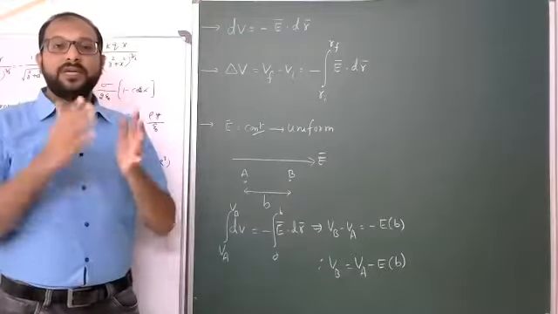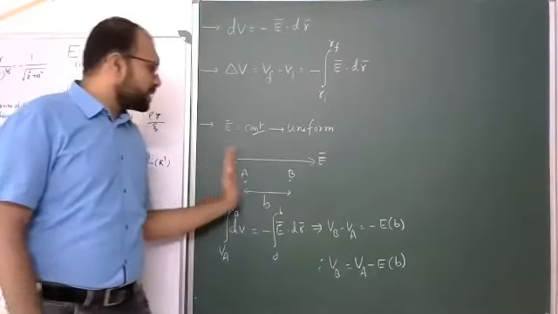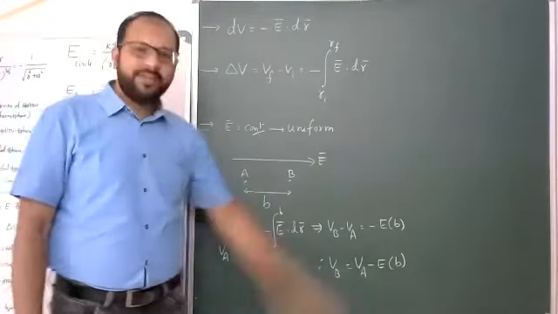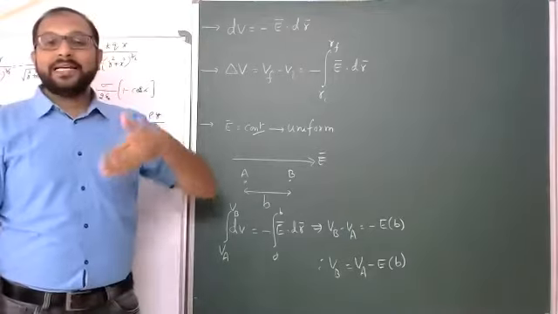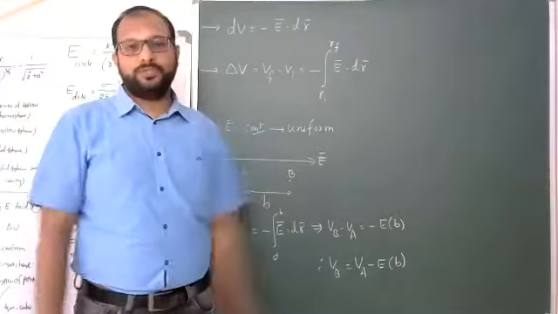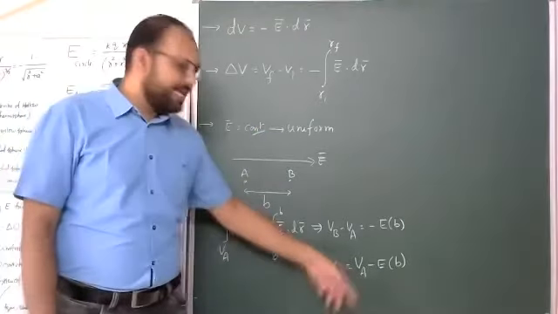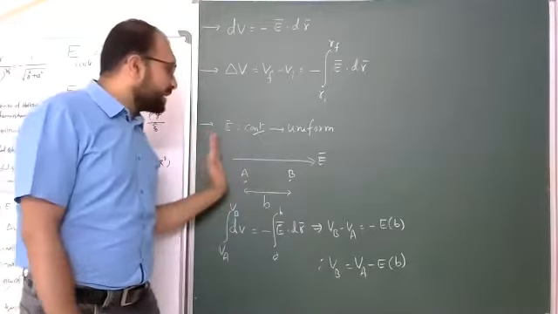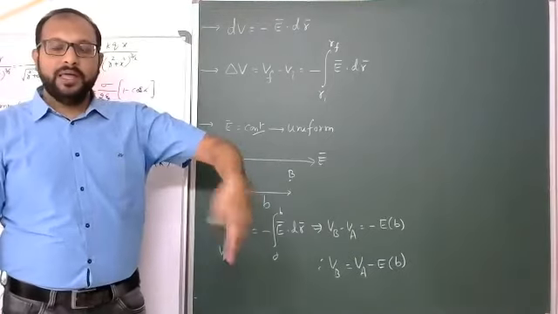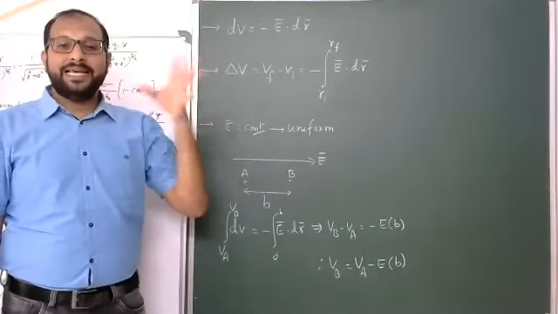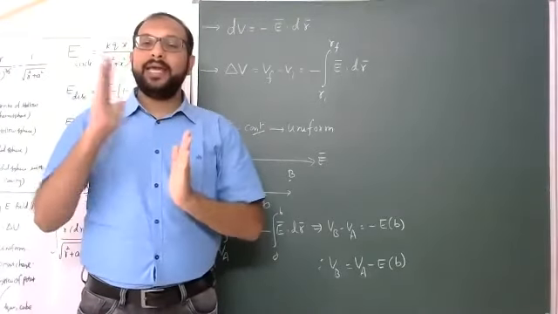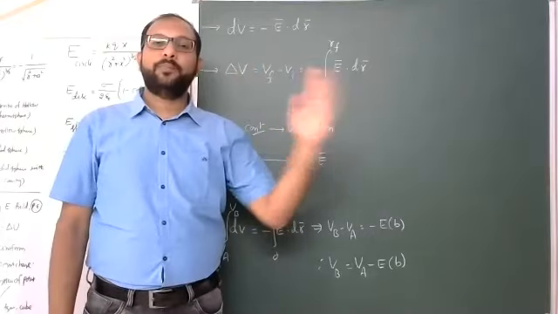Now students, in this one confusion is there. Moving from A to B means I am moving in the direction of the electric field. In the direction of electric field, potential will be reduced. VB is less than VA. In the direction of electric field, potential decreases. That means the electric field moves from high electric potential to low electric potential.